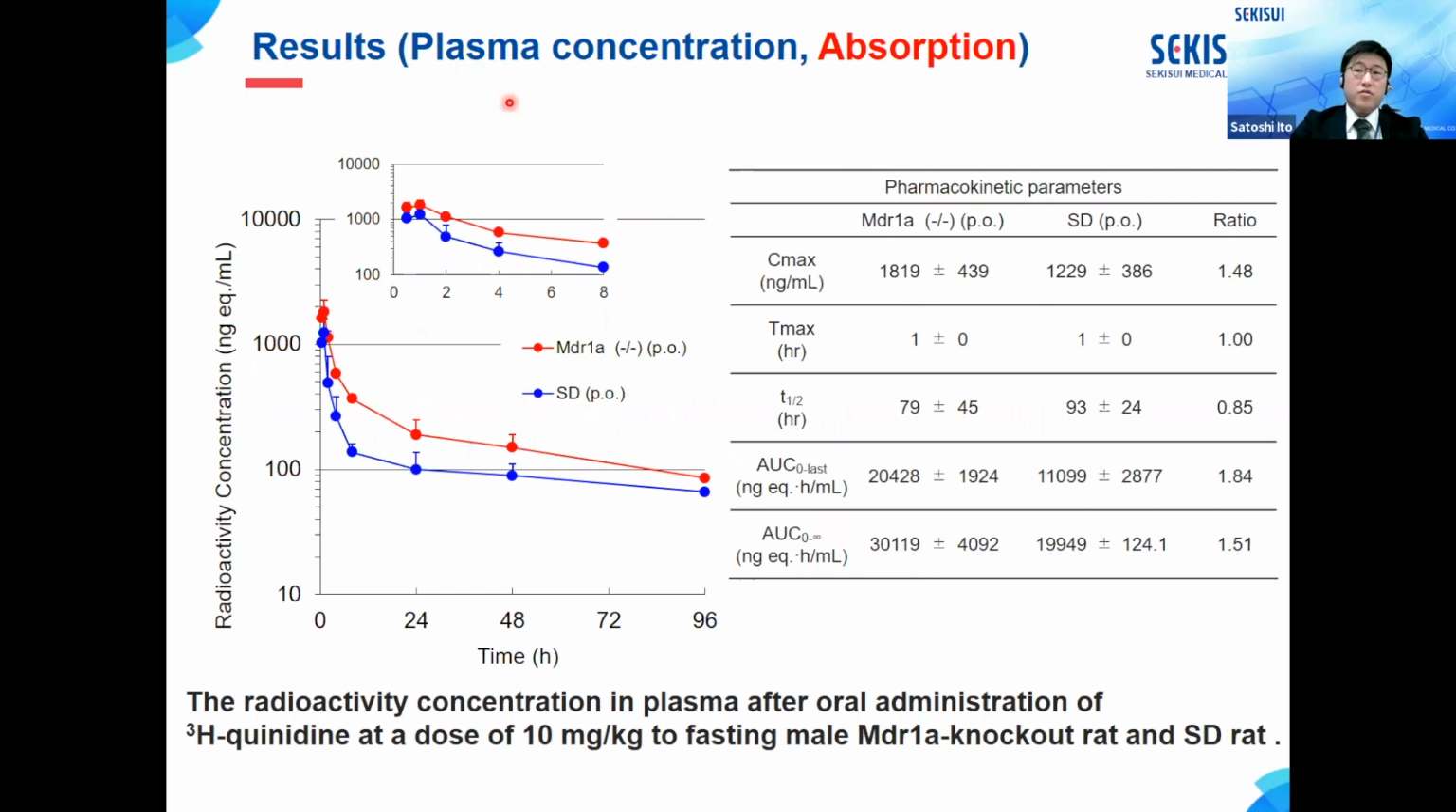This figure shows the plasma radioactivity concentration after administration of quinidine. This indicated that the MDR1 knockout rats show a higher concentration and AUC than the SD rats. This is thought to be due to increased absorption by the knockout of the MDR1 gene in the gut.